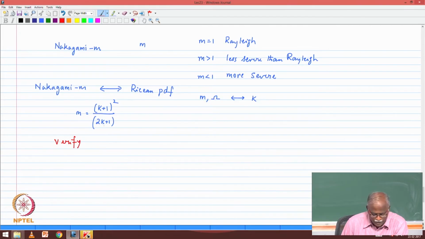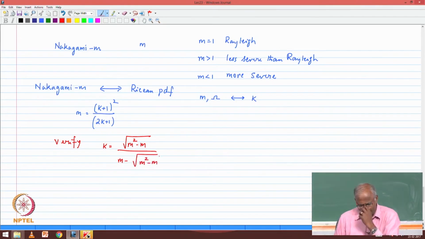that if this is given to us, the inverse relationship is given by 2 square root of M squared minus M divided by M minus square root of M squared minus M. Again, it's just to say that you can go from one domain to the other, but you cannot get a mapping for those functions which have the fading coefficient M less than 1. Okay, so please make sure that fading figure less than 1, because those are the ones which are very unique to the Nakagami M distribution.